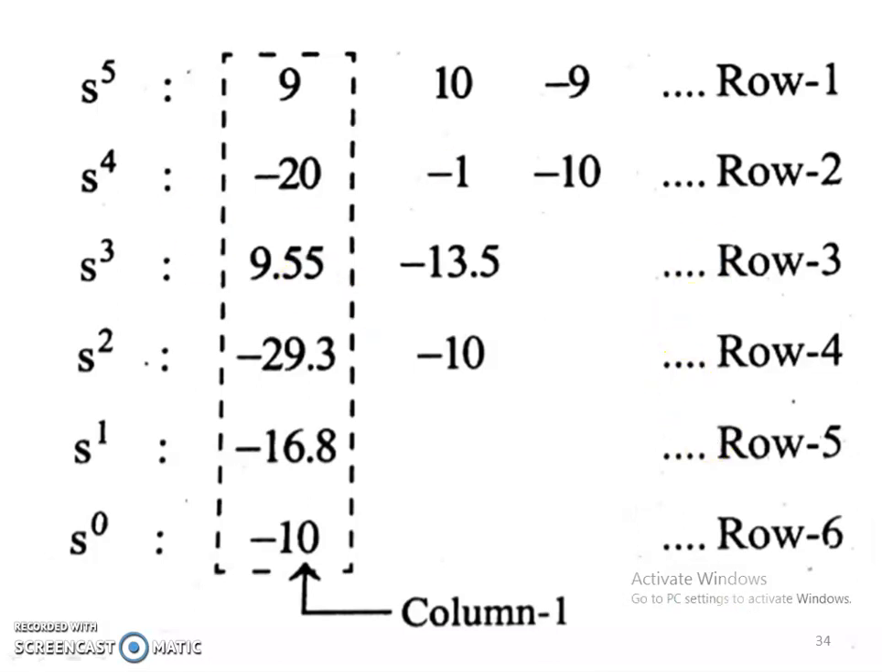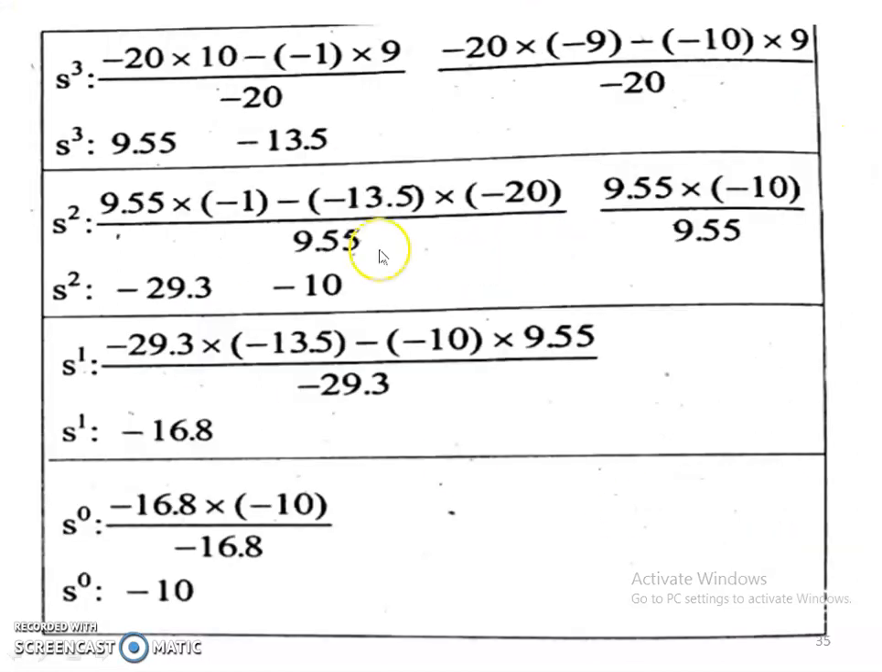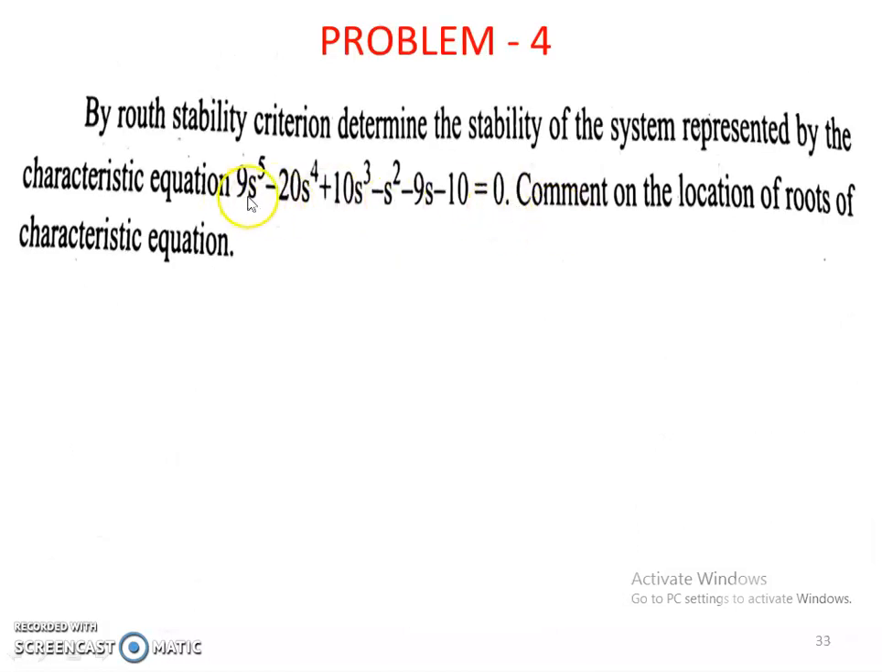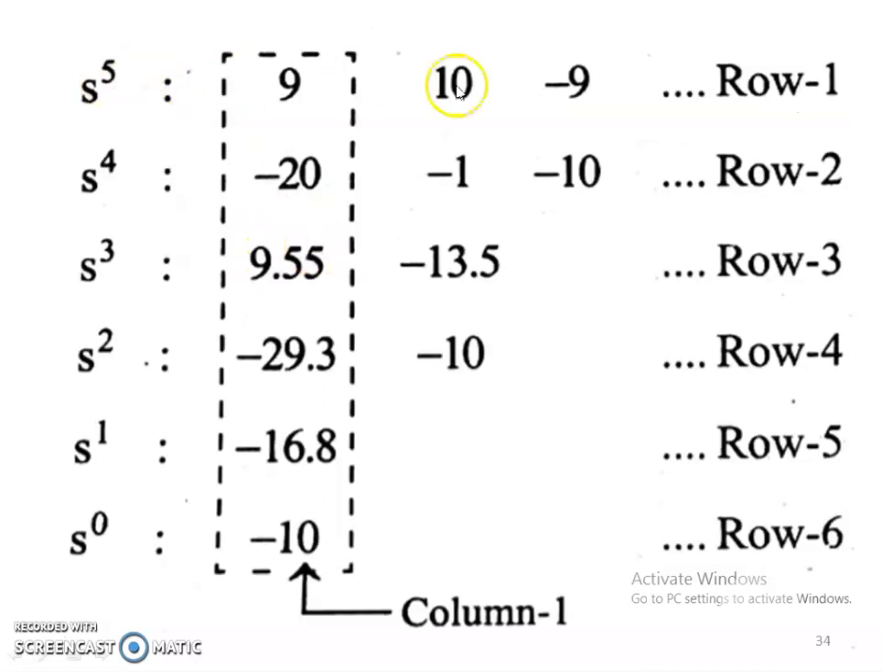So this is the Routh array that we have obtained. This is the characteristic equation. First we have to create the row for s to the power 5, then s to the power 4, then s cube, s square, s to the power 1 and s to the power 0.